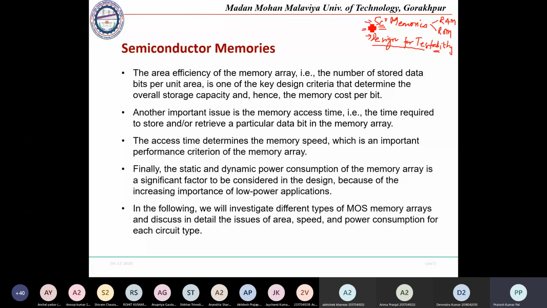Once you have designed a circuit, we will go for testing. Whatever circuit we have designed, we will test that circuit. That testing we will be dealing with using different methods, which is defined within the topic of design for testability. So how a particular circuit is to be designed such that it should be a testable circuit.